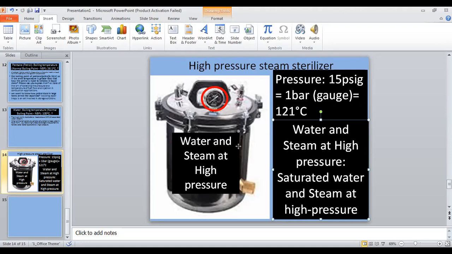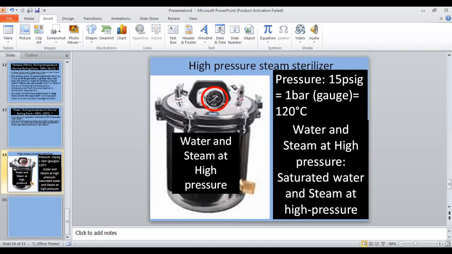Okay, here 121.8. So let's say I change this to 120. Okay, 120. So 1 bar gauge.